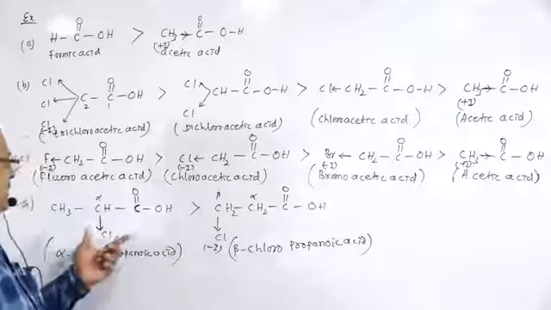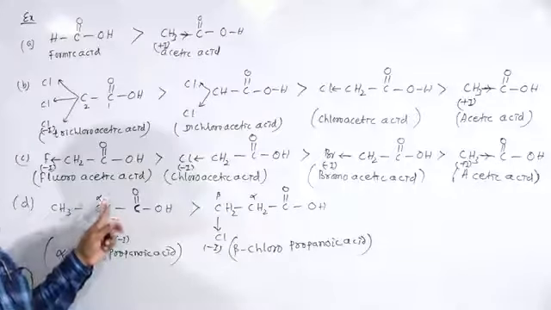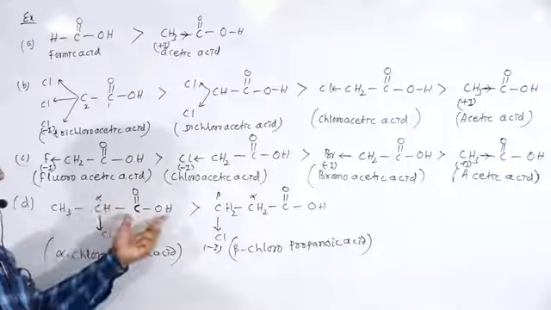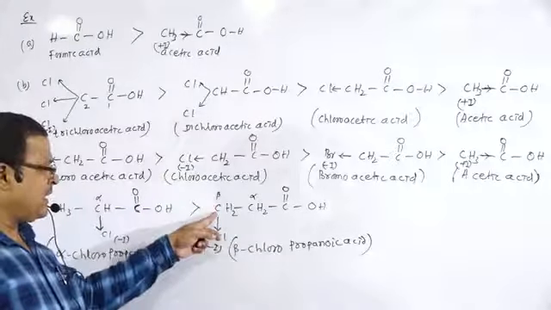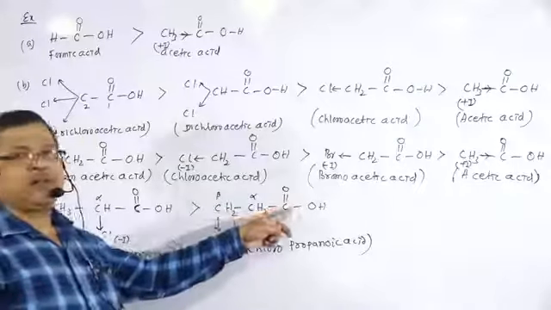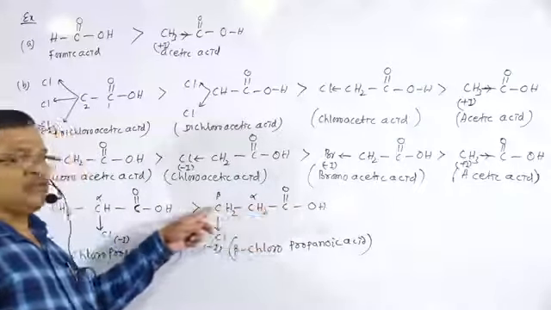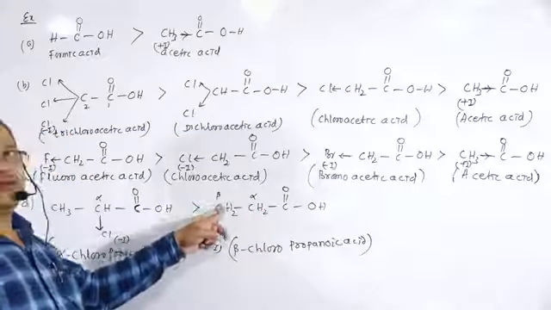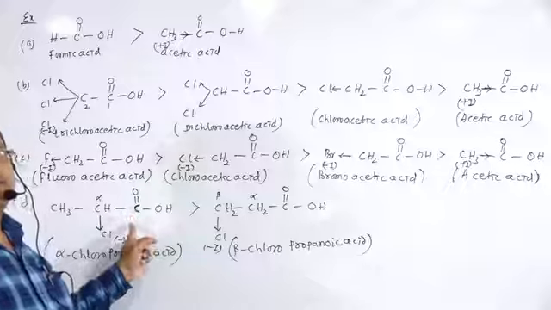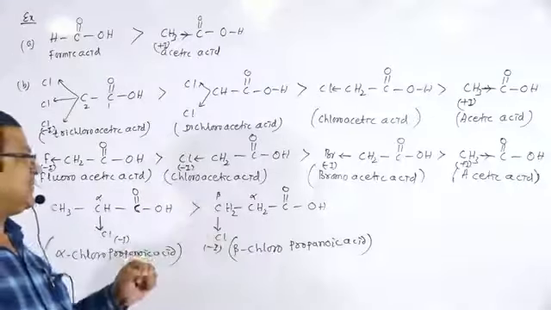Why? Because the chlorine atom is attached to the alpha carbon atom, which is nearby the COOH group, whereas the chlorine atom is attached to the beta carbon atom, which is far apart from the COOH group. The inductive effect gradually decreases along the carbon chain. In one case it is near, in the other case far from the COOH. Therefore its acidic behavior is more as compared to beta chloropropanoic acid.